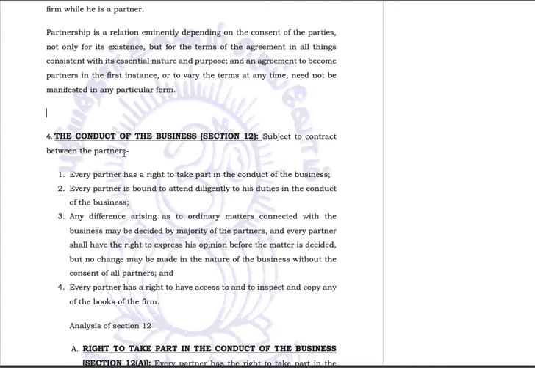That means if by contract you have removed this right, that every partner has a right to take part in the conduct of business, if you have struck out this right, then every partner shall not have that right. These are general rights which, if you do not have a contract, every partner shall have. But if you have a contract, then these rights can be enlarged or curtailed as well. Now let us read the rights of the partners in the conduct of business.